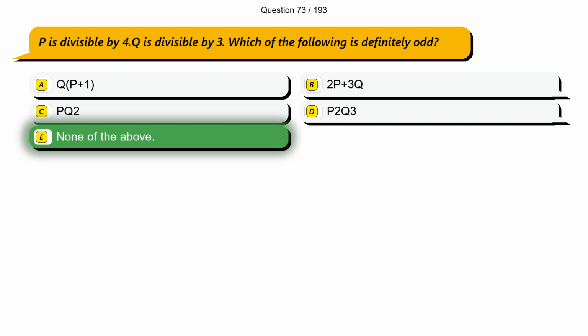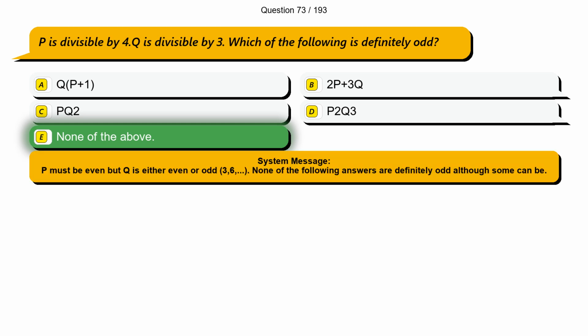The correct answer is option E, none of the above. P must be even, but Q is either even or odd. None of the following answers are definitely odd, although some can be.